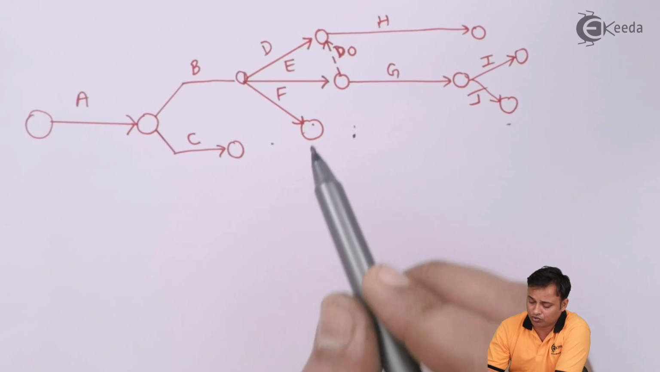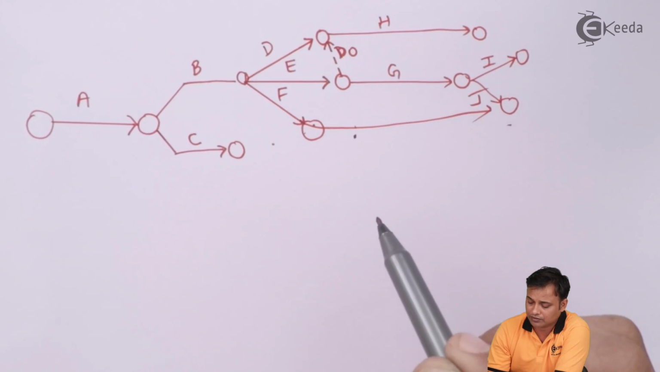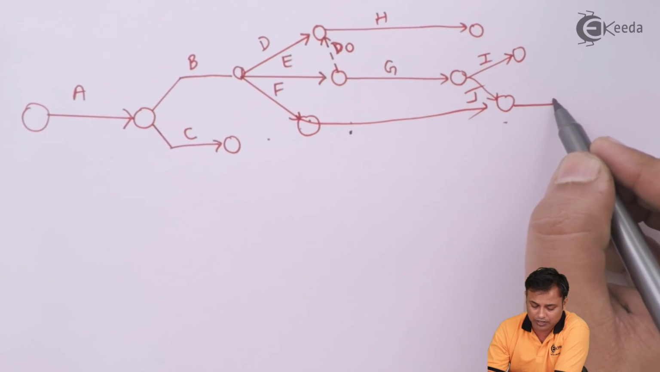That means I need to join this F till here, and then F and J combined.